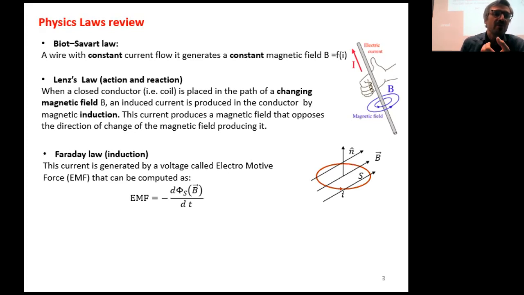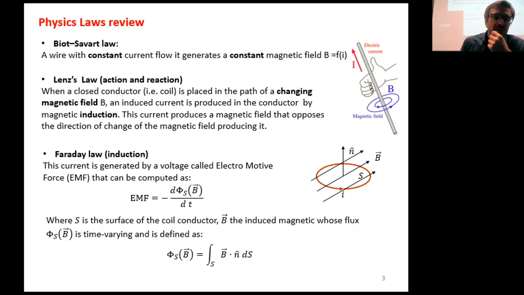This current is generated by a difference of potential, a voltage that is called electromotive force, or EMF, and is computed by the Faraday law, which tells us that this EMF voltage on the coil is equivalent to the opposite of the derivative of the flux, where the flux is the amount of lines of magnetic field that pass through the surface. So if you do the surface integral of the magnetic field onto this coil, you can get the flux. The flux will be highest whenever the lines are perpendicular to the coil, and will be zero whenever the lines are parallel to the coil.